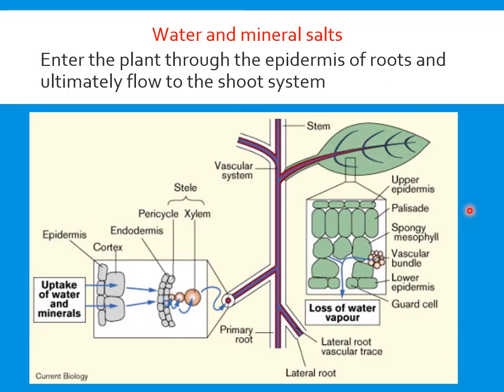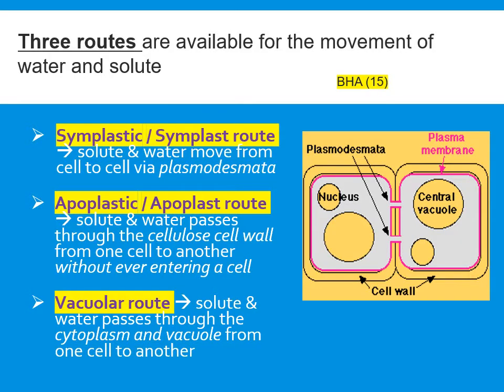Now we talk about water uptake. Water and mineral salts usually enter the plant through the epidermis of the roots and then ultimately flow to the shoot system. Very simple as that. And then how does this happen? How do they move? What kind of pathway do they have?